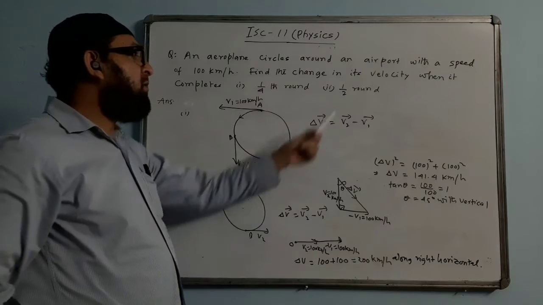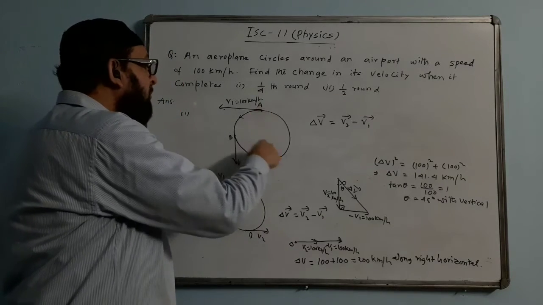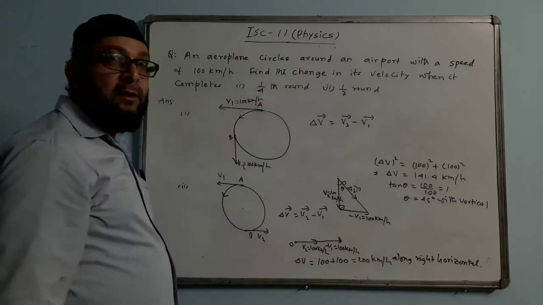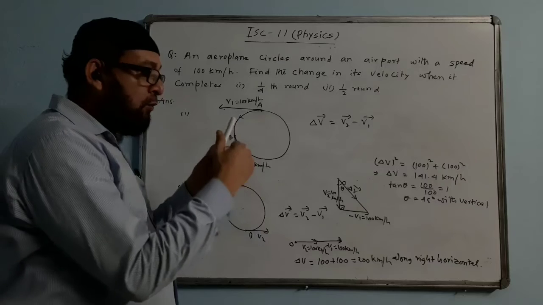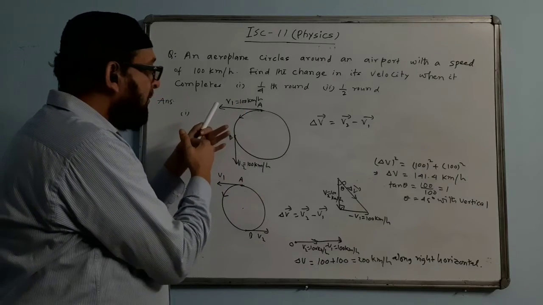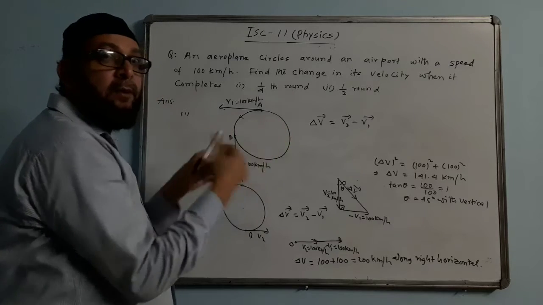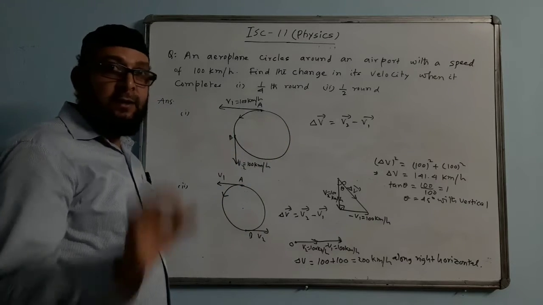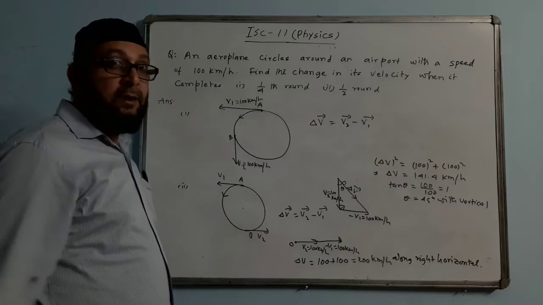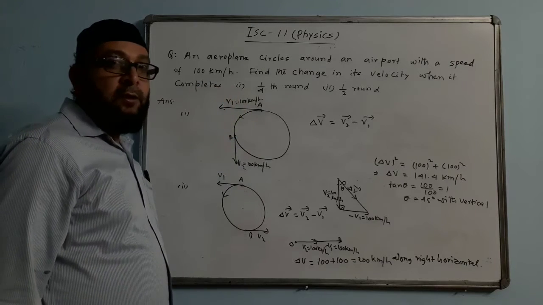By chance if the question asks you about one complete round, the answer will be 0. Because in one complete round we come back to the same point, V1 and V2 will act in the same direction, and when you subtract them, V2 minus V1, V2 will come this way and V1 will come this way. They will be in opposite directions, 100 minus 100, and the answer will come 0 there. That part I did not give, but the answer in that case will come 0. So this is also the solution for this question.